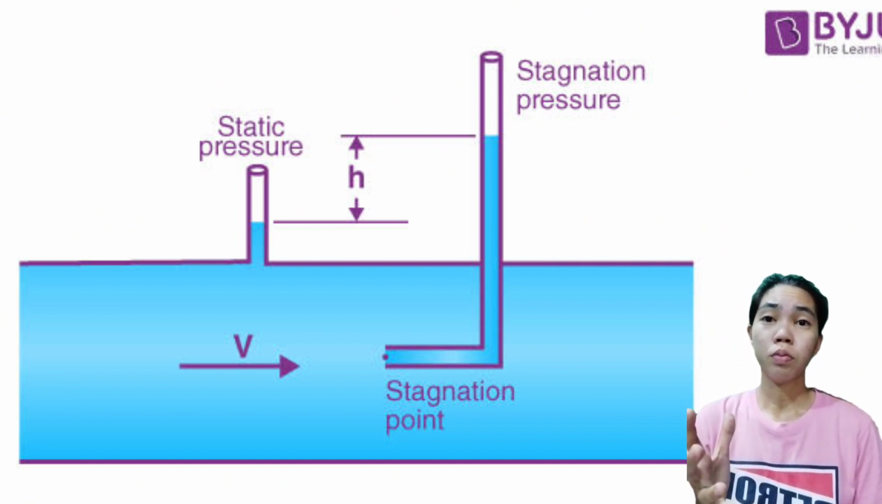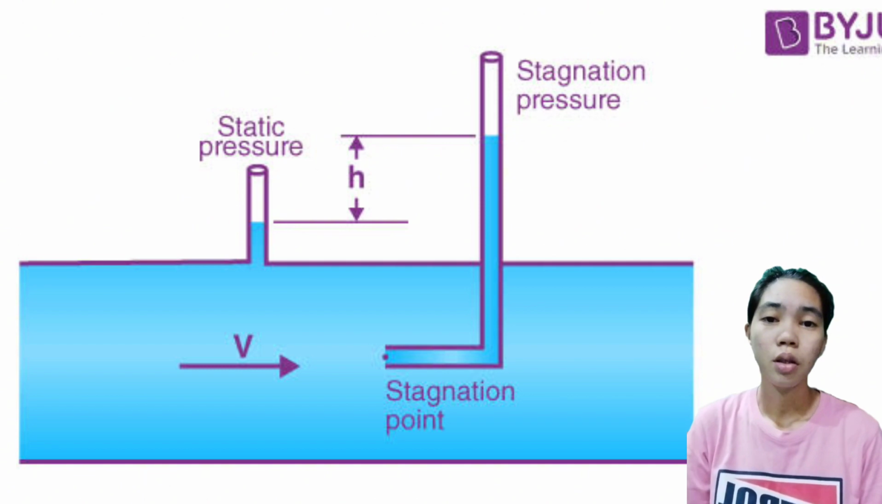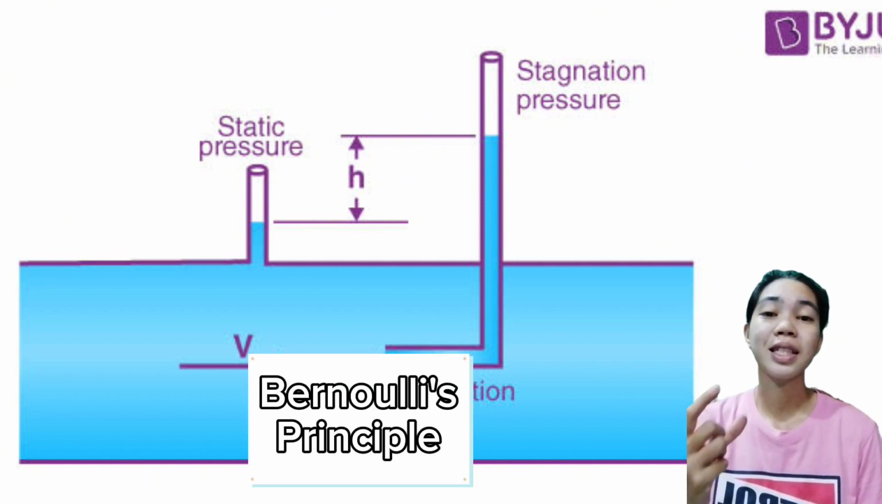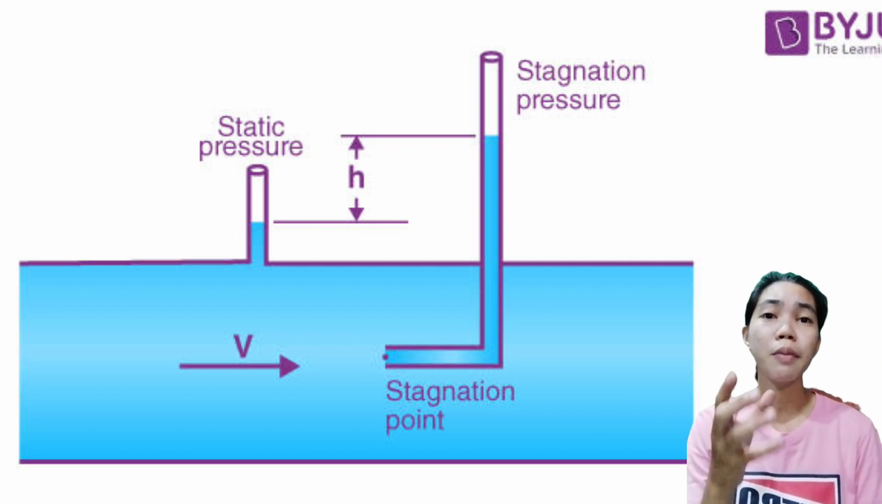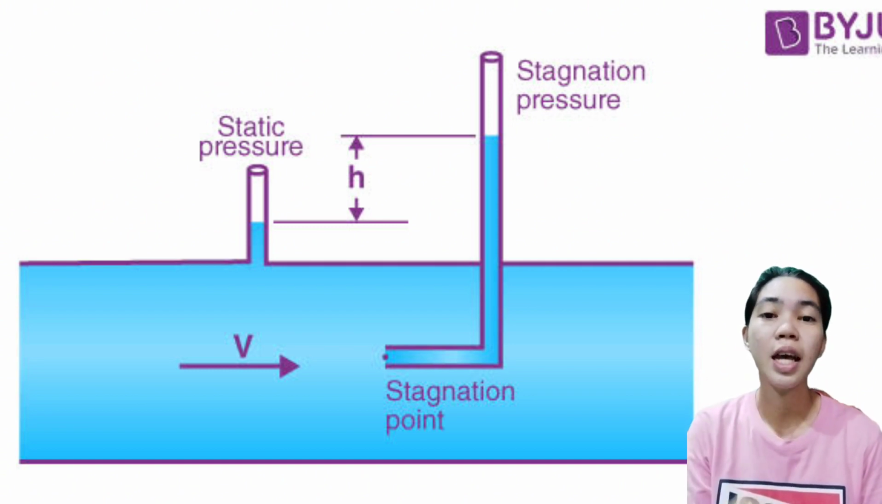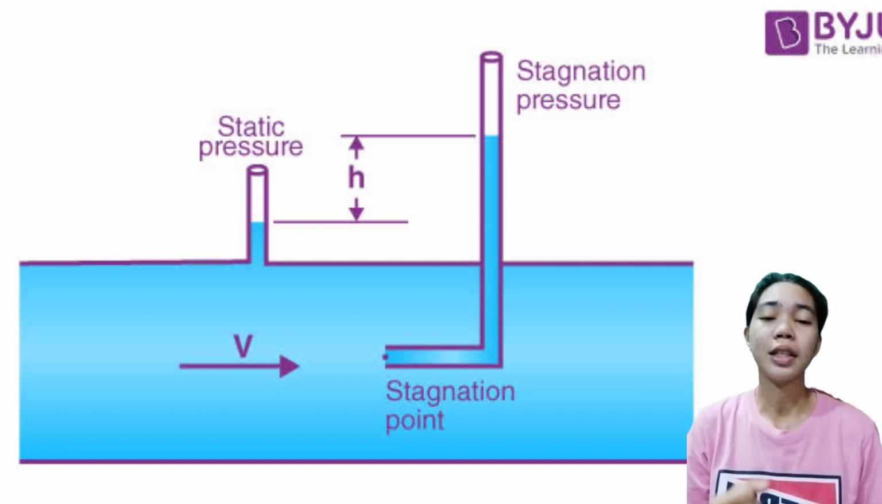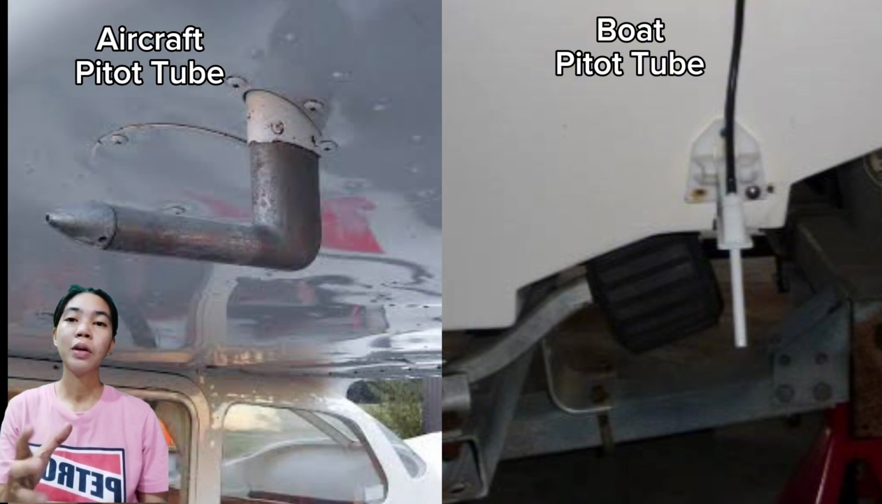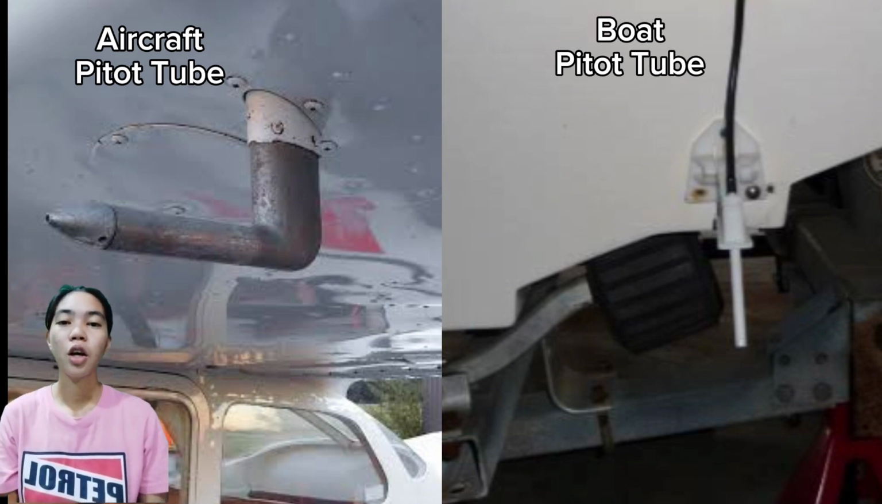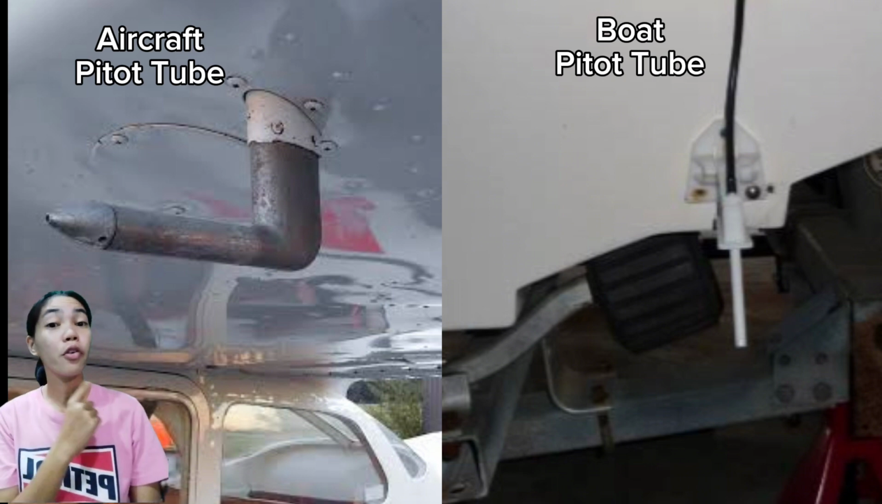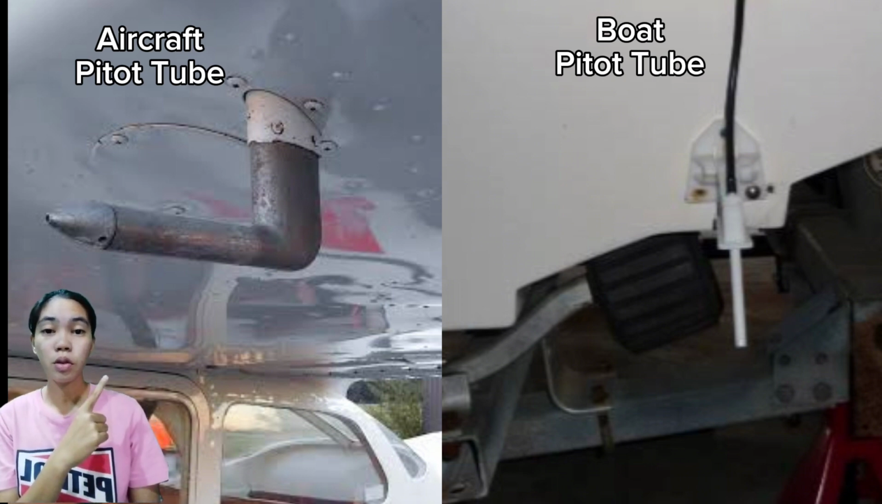The Pitot tube uses Bernoulli's principle, which states that an increase in the speed of a fluid occurs simultaneously with a decrease in pressure or a decrease in fluid potential energy. The Pitot tube is frequently used in industrial settings to measure the velocity of liquids and gases. It is also used to measure the speed of aircraft and boats.